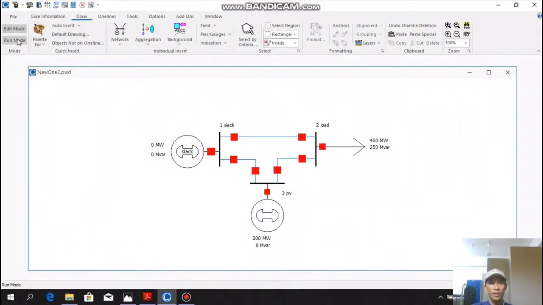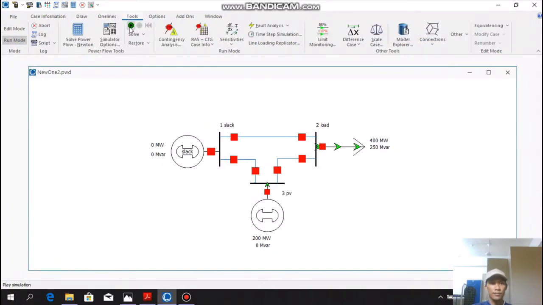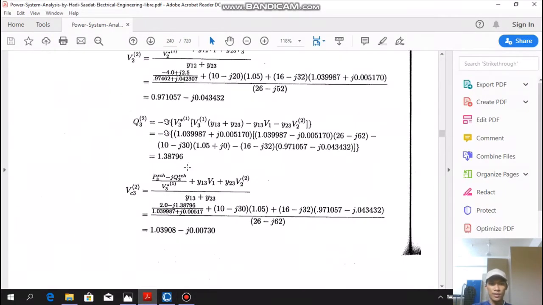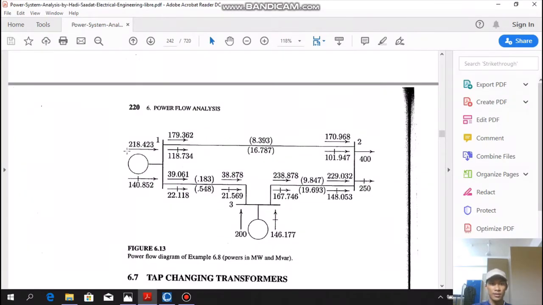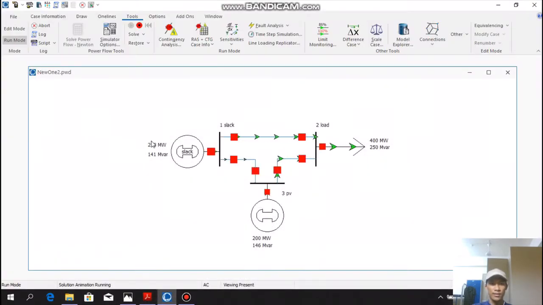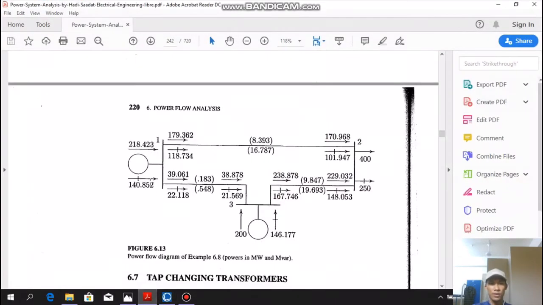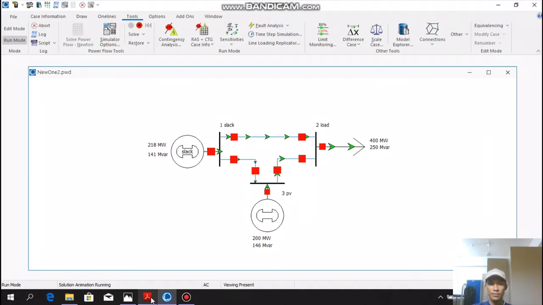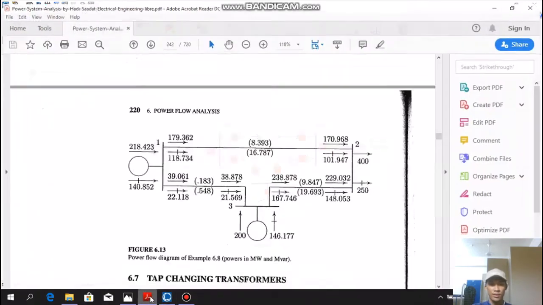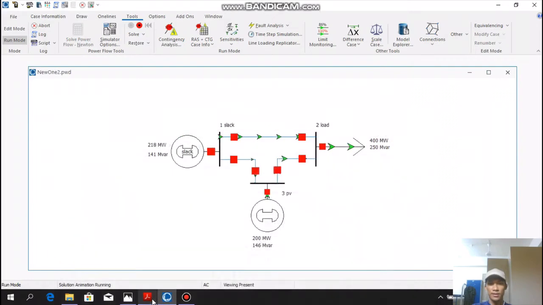So after this we run the simulation. So we get the number of the slack bus here. So we see the answer on the reference. So the power is 208 at slack bus and 144 Q power. So for the PV bus we already know the 200 megawatt, and then the Q power is 146.